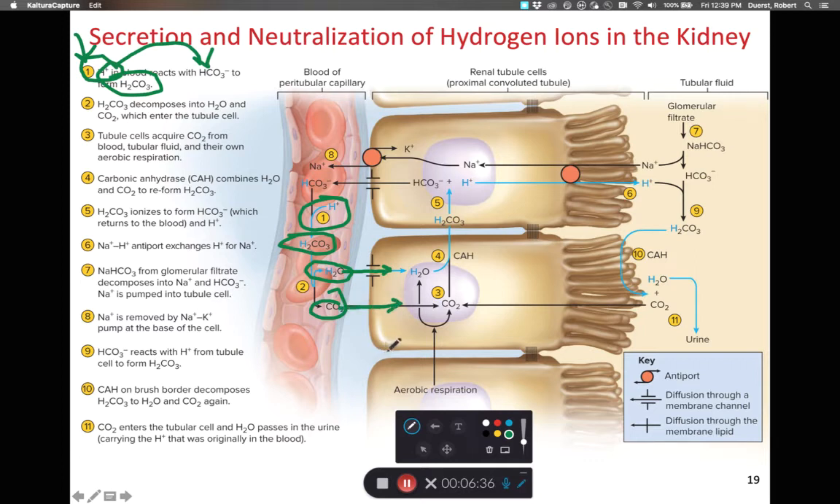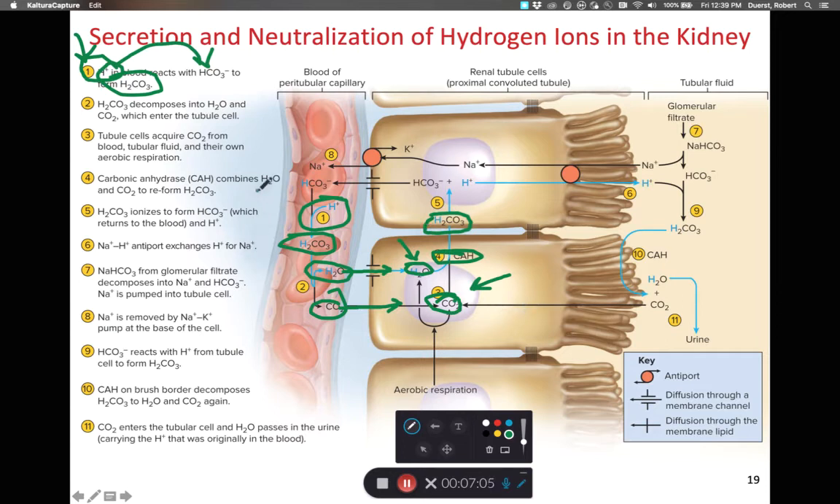And now we're in the cell of the renal tubules, and we have the water and we have the carbon dioxide. Inside of the cells of our renal tubules, that carbon dioxide is going to interact with carbonic anhydrase, so that the water molecule and the carbon dioxide molecule that have entered will interact with the carbonic anhydrase to reform carbonic acid.